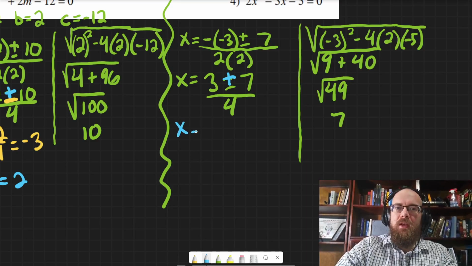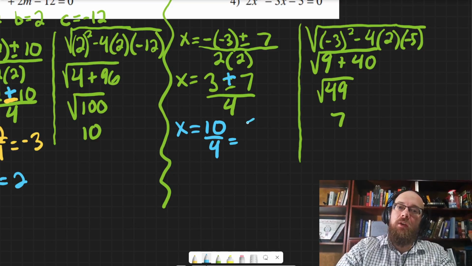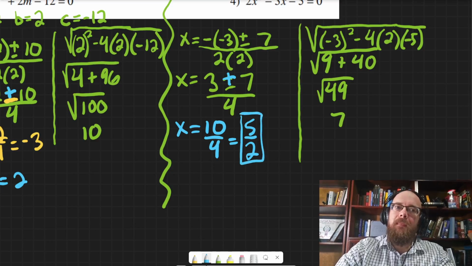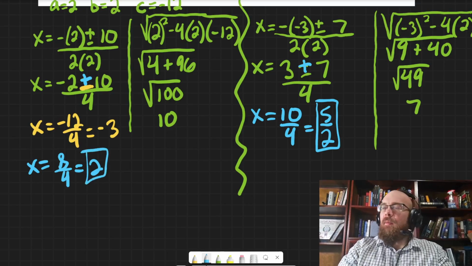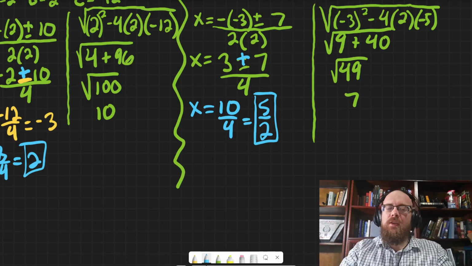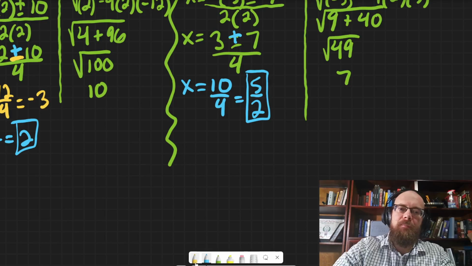So x will be equal to 10. 3 plus 7 is 10. 10 over 4, which doesn't divide evenly, but it does simplify a little bit. So I would say that writing it as 5 halves would be fine. I forgot to box my other answers, by the way. Box this answer over here. I would say that writing it as 5 halves is fine. If your teacher prefers decimals, then you would write it as 2.5. But I would say most of the time fractions are fine.